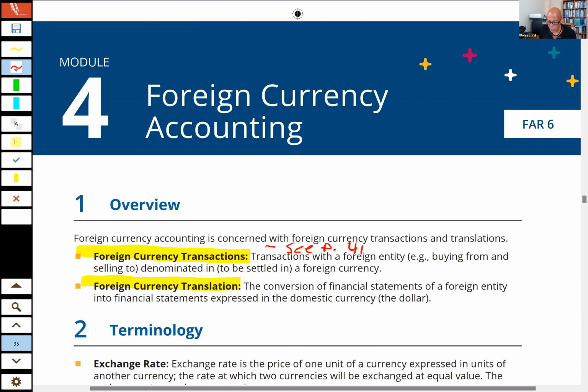Okay, and when you do that in the consolidation, you could use translation, but you could also use something called remeasurement. We're going to talk about both of these methods, and then I have some flashcards up that will help you to know when you are to use the remeasurement process versus the translation process. But that's what happens when you bring a foreign subsidiary into the U.S. parent, which is really what we're going to be talking about here first.